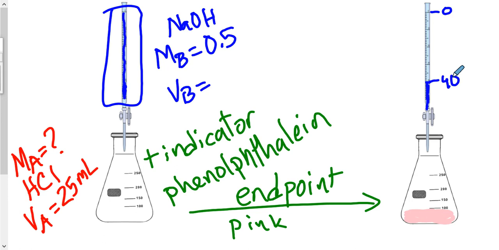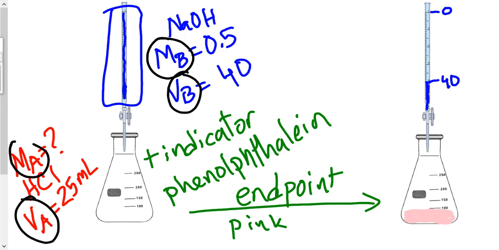You can't just approximate, you have to actually take a good reading. Many people start with the initial reading of 0 so that it helps them calculate things faster. So 40 minus 0 is going to be 40. That's the final reading from the burette, and the difference is the amount that we should use for our calculation. So take a look at what we know. We know the concentration of the base, the volume of the base, and the volume of the acid. We just need to figure out the concentration of the acid.